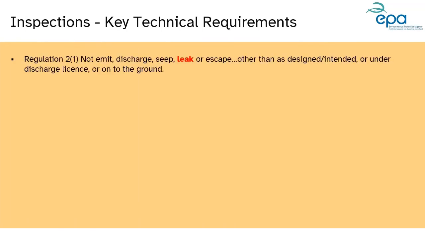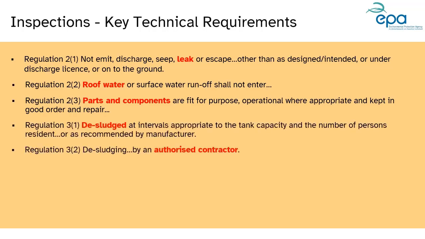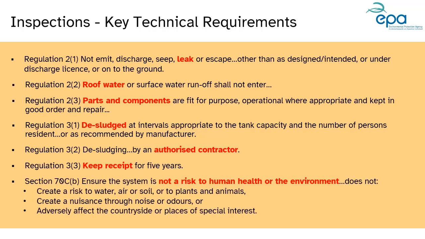Some of the key requirements of regulations are shown in red on this slide. Domestic wastewater treatment systems should not leak. Roof water or surface water should not be allowed to enter the system. All parts of the system should be fit for purpose. Systems should be desludged at appropriate intervals by an authorised contractor. The EPA provides a simple reference table on its website to help homeowners establish what an appropriate interval would be for their system. Homeowners need to keep receipts of desludging. Overall, homeowners should ensure that their system is not a risk to human health or the environment.